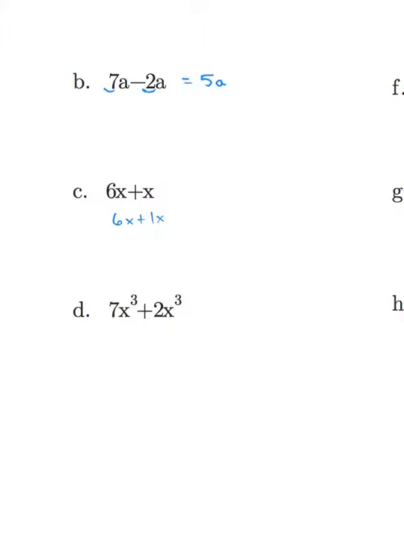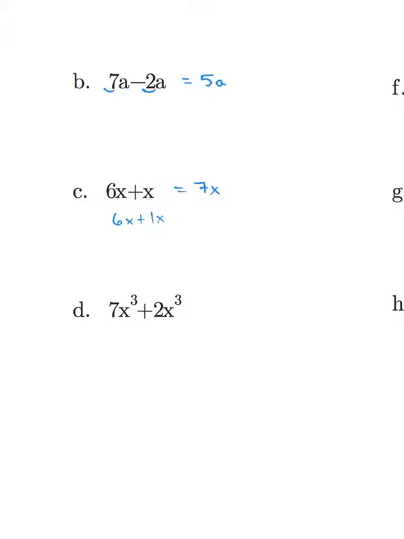And now we can do exactly what we did in the previous examples. 6 plus 1 is equal to 7. Keep the variable, and so we get 6x plus x is equal to 7x.